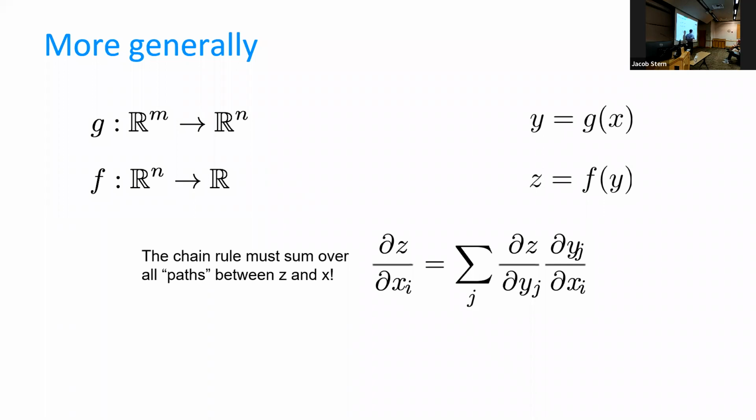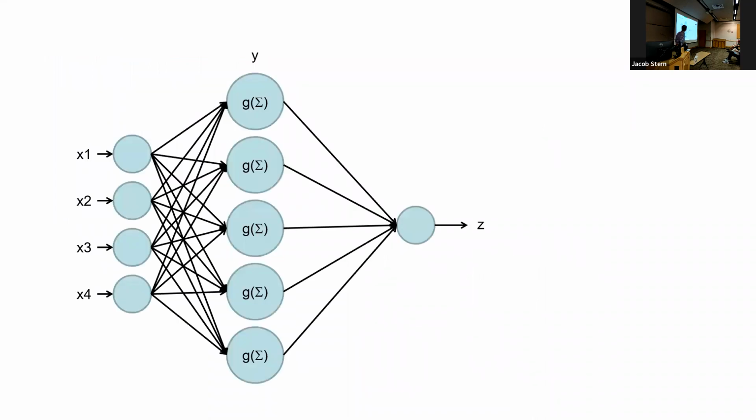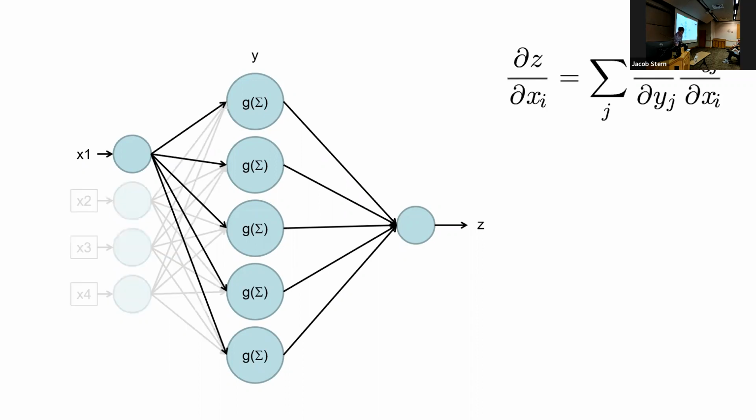So the way that we do that is we have this summation over j. j indexes the number of possible paths, and we sum over dz/dyj times dyj/dxi. And that gives us the derivative of z with respect to xi. So basically, maybe this diagram will help it make more sense. We're just talking about x1 here. There are 5 different intermediate variables, yi's or yj's, that depend on x. And so to find the derivative of z with respect to x1, we will sum over all of these paths that depend on x1.